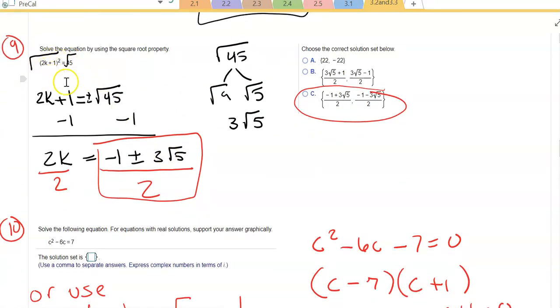Here, we could take the square roots. Lots of ways to solve this one, but this is probably the easiest way. I can simplify this, as you can see here. This is where I get that. And then I just solve for k.